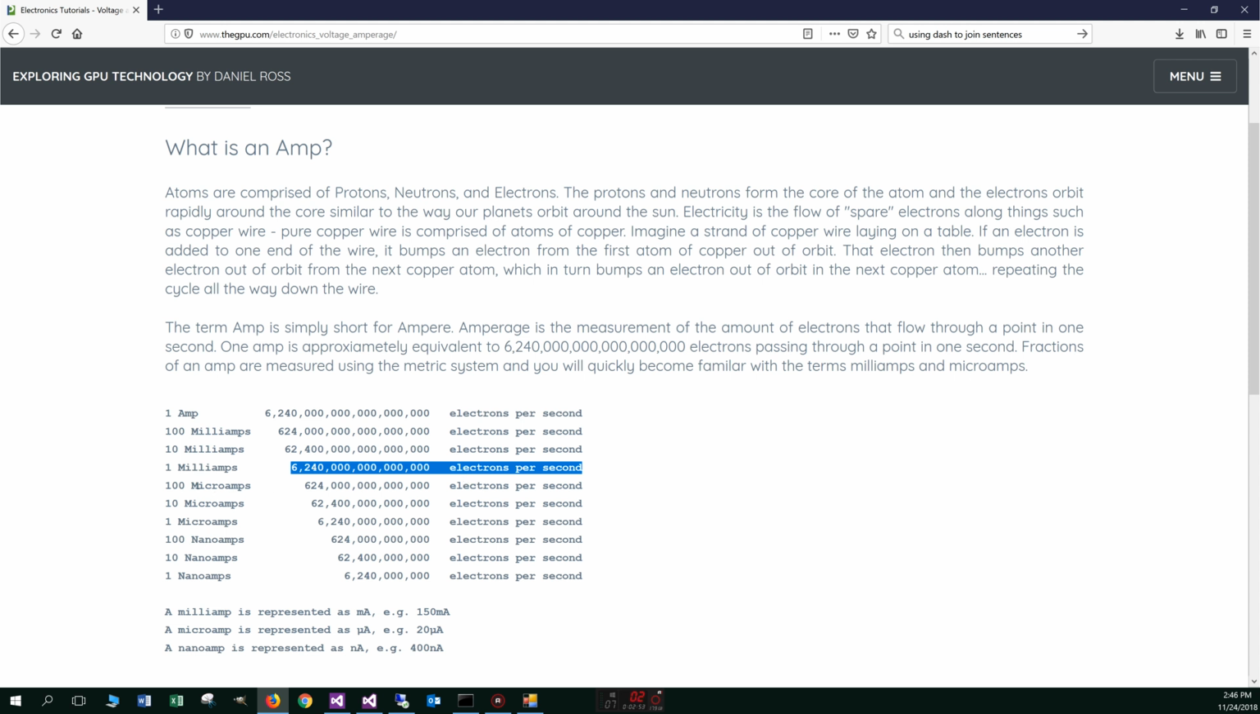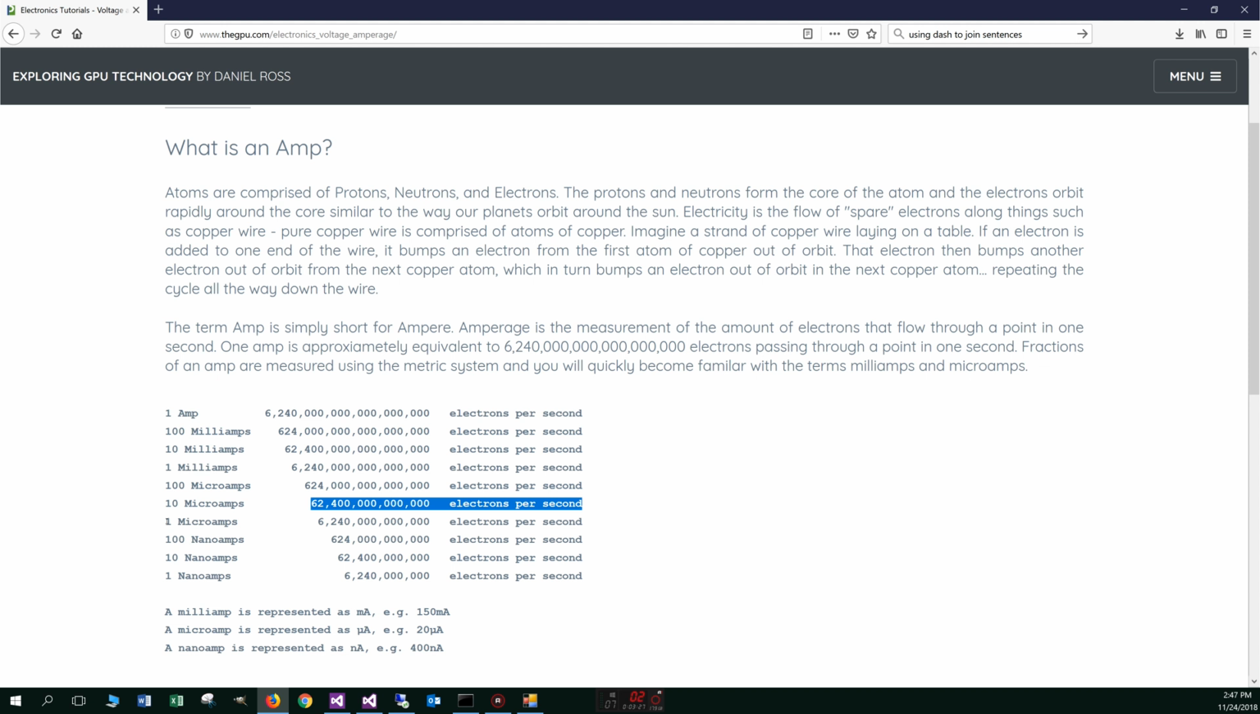Now let's talk about microamps. 1 milliamp is equivalent to 1,000 microamps. In other words, you need 1,000 microamps to equal 1 milliamp. And 100 microamps is equivalent to 1/10 of a milliamp. So we have this many electrons passing through a certain point every second. 10 microamps is 1/10 of 100 microamps, or 100th of a milliamp. And we have this many electrons passing through a certain point every second.